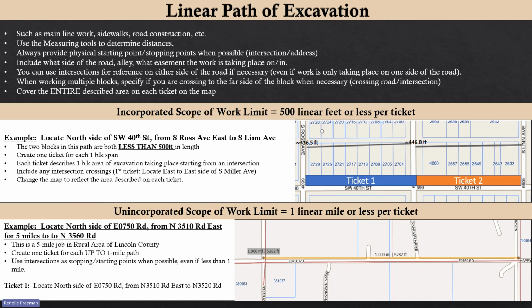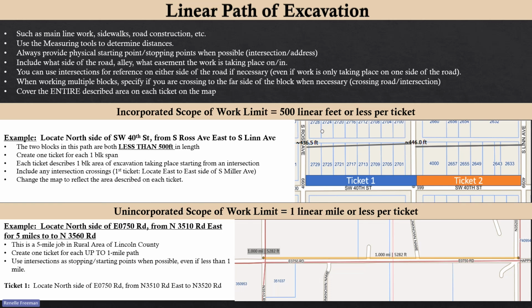So I've got a couple of examples here. The first one is incorporated scope of work limit. So that's in town, no more than 500 linear feet per ticket. And in this example, we're working on the north side of Southwest 40th Street from South Ross east to South Lynn Avenue. So here's Ross Avenue, here's Southwest 40th. We're working east over to Lynn.